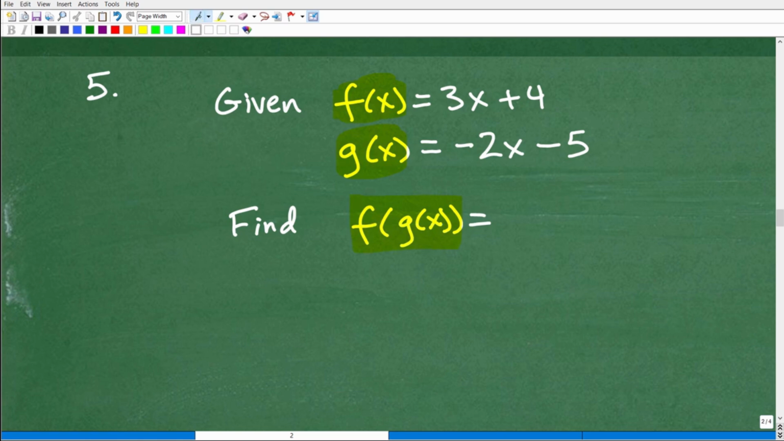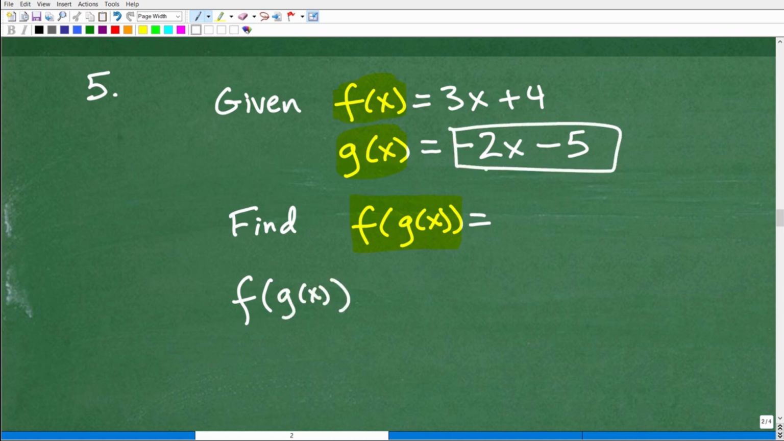What we're talking about here is a composite function. A lot of students don't like composite functions, but you're going to need to know how to do a problem like this to be successful on your functions test. So let's go ahead and figure this out. f of g of x means I'm going to be plugging the g of x function, this thing right here, into the f function. Now, this is a big topic, composite functions.